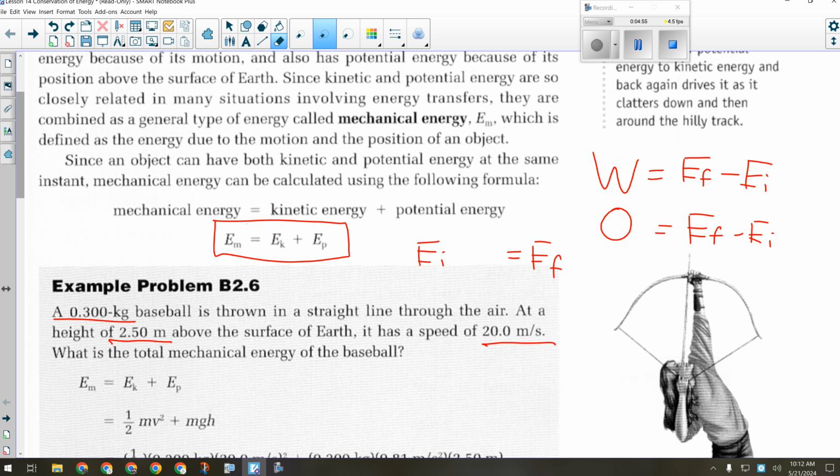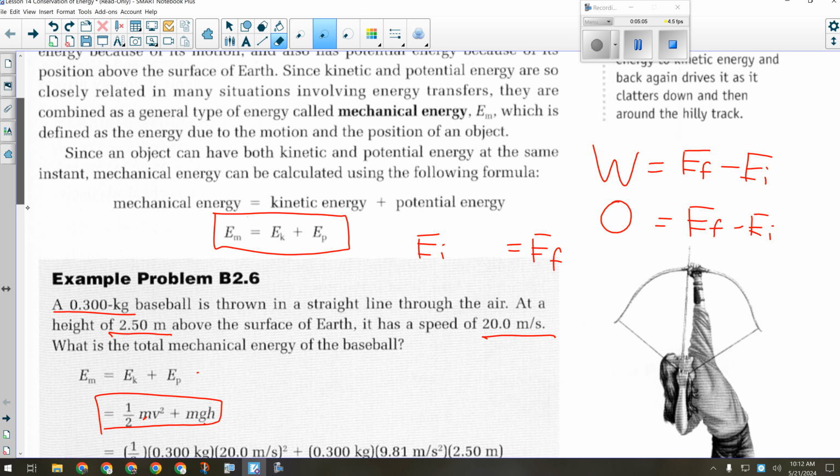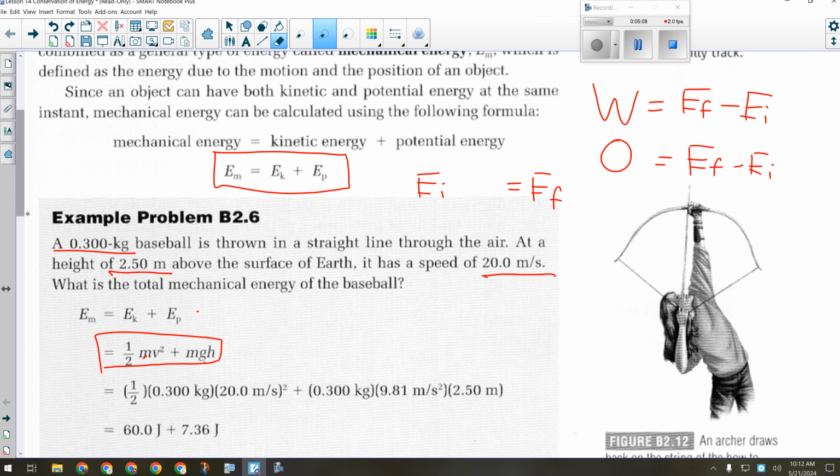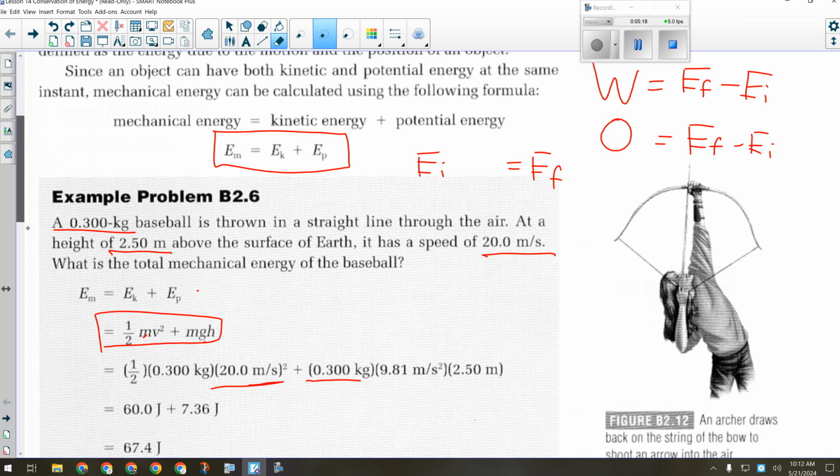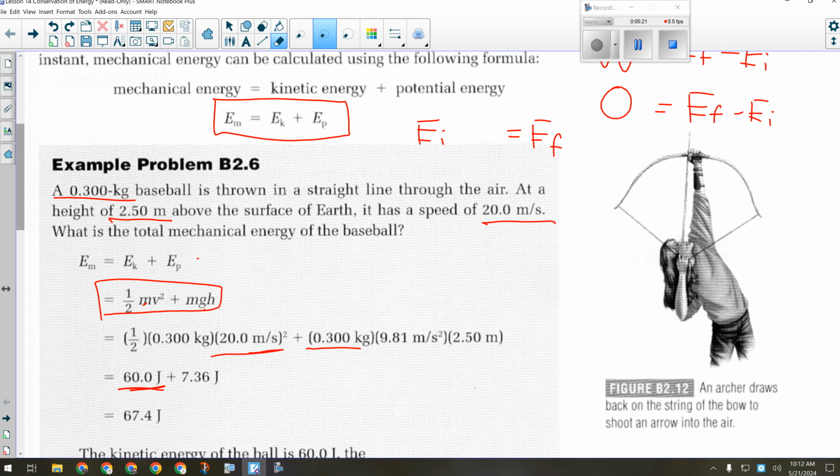So I'm going to calculate its mechanical energy. I'm just going to plug in those two formulas. I know how to solve for kinetic, I know how to solve for potential. I just plug in my numbers. 1/2 times 0.3 times 20 squared, and then add the potential, 0.3 times 9.81 times 2.5. And we find that this baseball has lots of kinetic energy, not very much potential. Why?